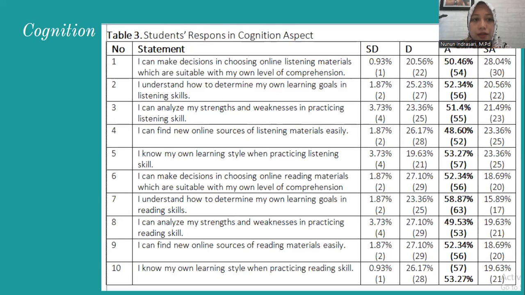And the last one is the cognition aspect. This aspect reveals the students' ability or intelligence related to autonomous listening and reading activities in online environment. From the table, we can also conclude that most of the students agreed with the statements. So it means that there were positive attitudes towards autonomous listening and reading activities in online environment in terms of cognition.